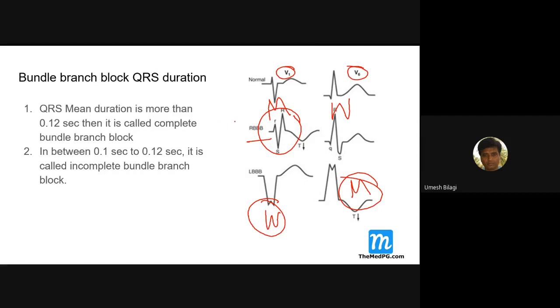You can remember this. The M pattern is RSR. If you see an RSR pattern in V1, it suggests RBBB. If you get a QS complex, sometimes there can be one negative wave, a QS pattern, predominantly downward in V1, then it suggests LBBB. Okay.